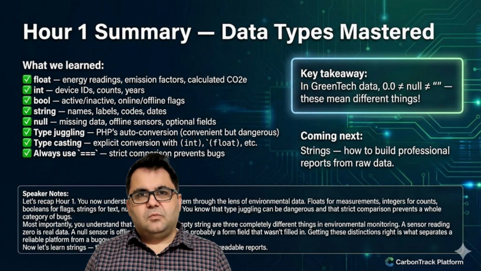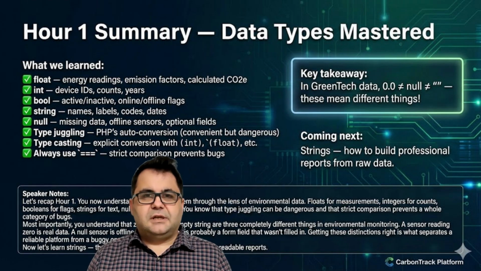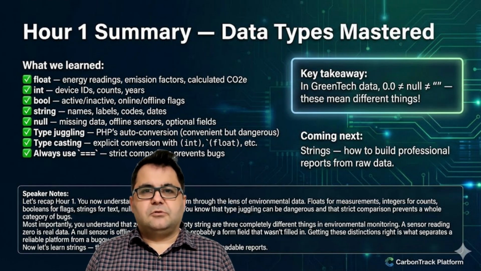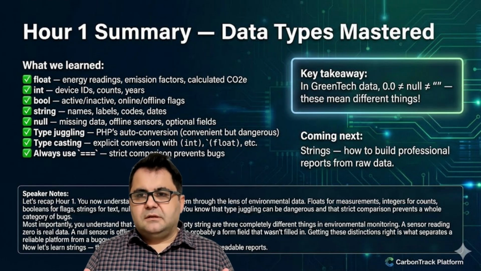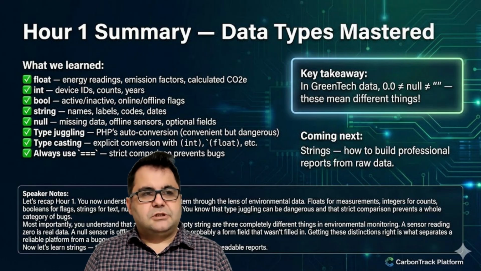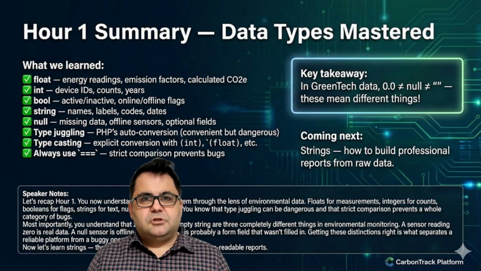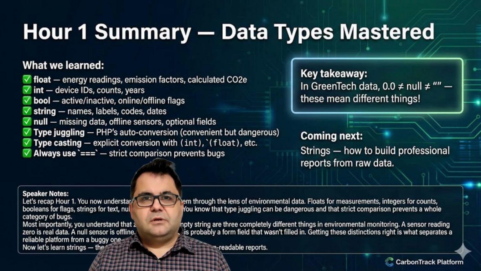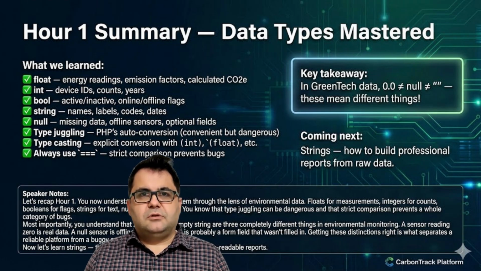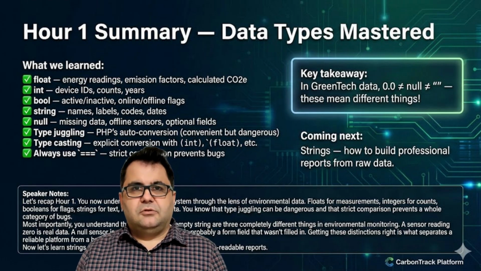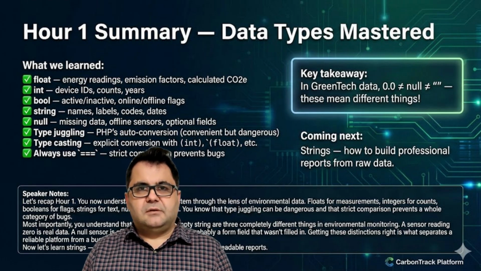Let's recap hour 1. You now understand PHP's type system through the lens of environmental data. Floats for measurements, integers for counts, booleans for flags, strings for text, null for missing data. You know that type juggling can be dangerous and that strict comparison prevents a whole category of bugs. Most importantly, you understand that 0, null, and empty string are 3 completely different things in environmental monitoring.